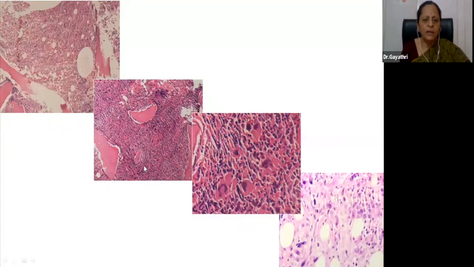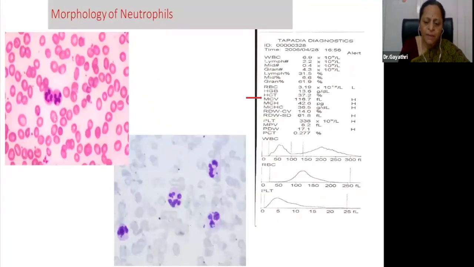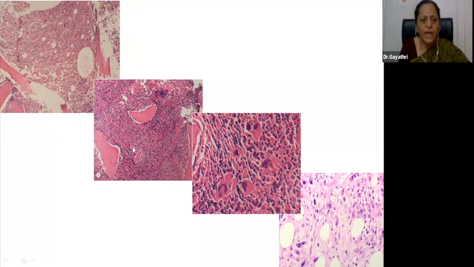Some more ways in which you will find megakaryocytes: abnormalities in megakaryocyte distribution. Look at the cluster. This is deliberately a low magnification kept to show you some important features that accompany megakaryocytic abnormalities. One is their distribution. They are away from the trabeculae as well as near the trabeculae, and they are crowded.